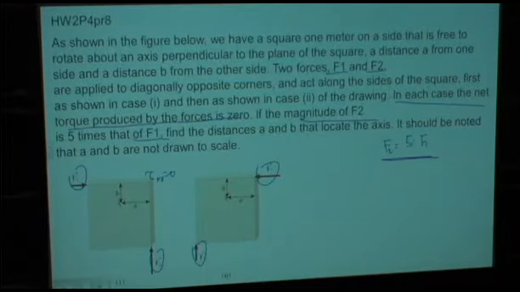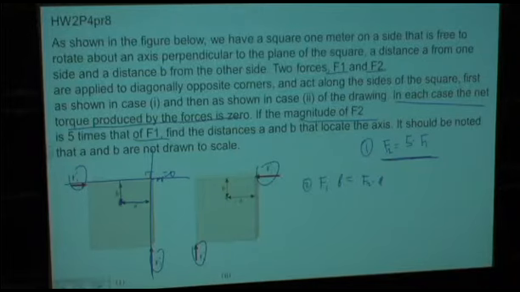So case A, F1 times B must have the same magnitude as F2 times A. That's the axis. That's the line of action. This is the lever arm, B, for the first force. That's the axis. That's the line of action. That's the lever arm for the second force. So that's the first equation. That's the second. And now we can write the third equation.